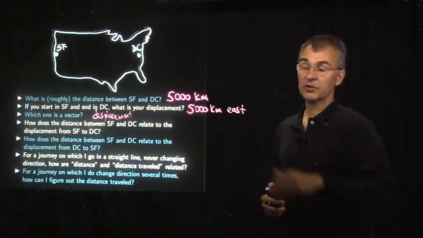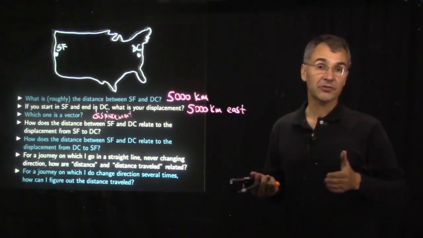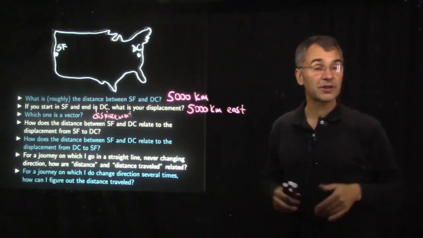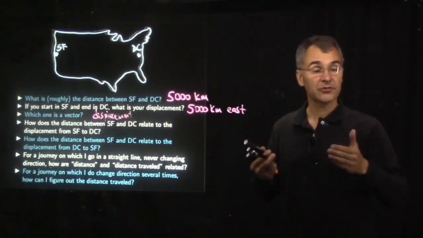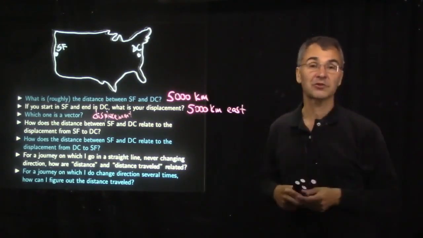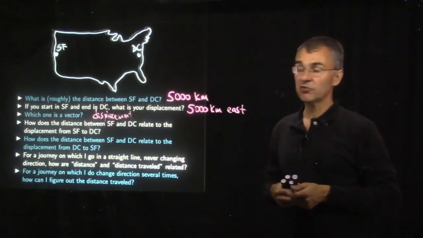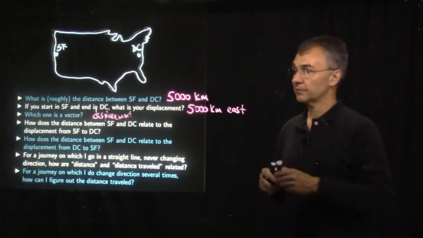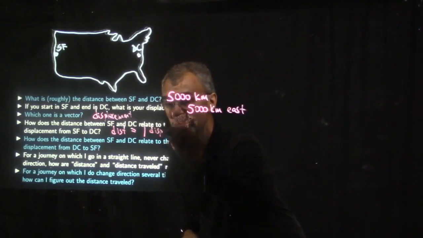This is 5,000 kilometers east. That has a magnitude and a direction. If we just take the magnitude part, and we usually use the absolute value sign to represent the magnitude of a vector. We also sometimes call it the vector norm. It's called the magnitude or the vector norm. It looks like an absolute value sign. Sometimes it's written with two double vertical lines. So the distance between San Francisco and DC is just the magnitude of my displacement when I go from San Francisco to DC. So I guess I could say distance is the magnitude of the displacement, which is a vector.